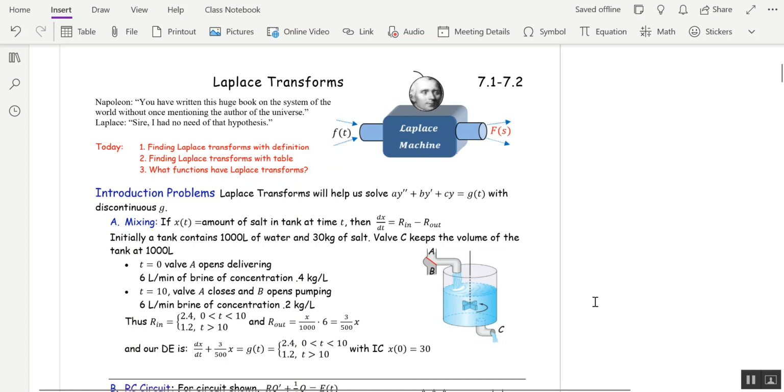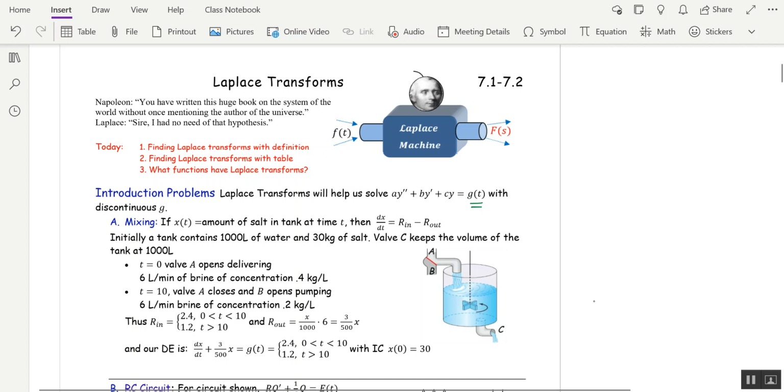Welcome to Chapter 7. Today we start Laplace transforms. Laplace transforms are a great way to solve differential equations where the driving function is discontinuous. So far, all of the functions we've been dealing with when we solve differential equations have been continuous, but in real life, that's not really realistic.